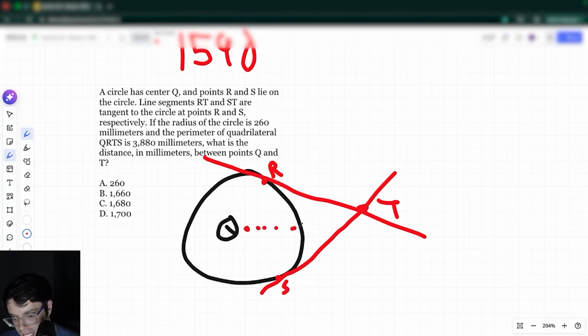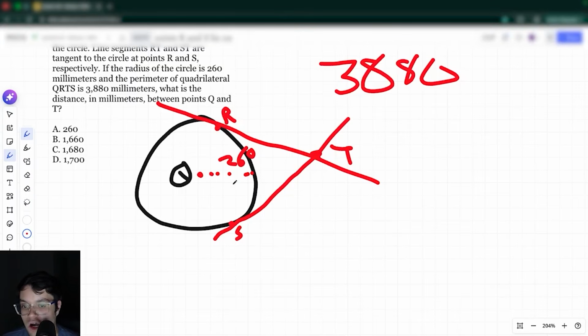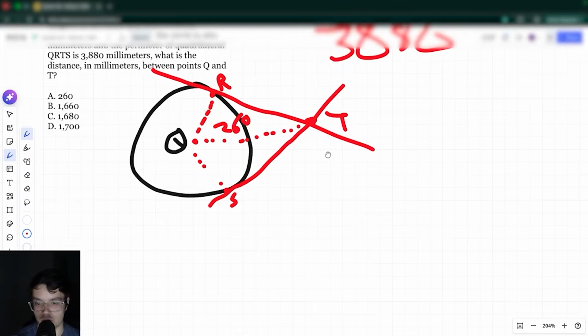So if we just do this, that would be equal to 260. And then it says the perimeter is 3880. So I'll just throw this over here because we don't know how it's going to play yet. But when it says the perimeter, that means the perimeter of this quadrilateral. So basically, if we were to draw a line like this to combine all this, if I do this side plus that side plus that side plus that side, it gives us 3880. And now we're trying to answer this one final question. What is the distance between points Q and T? So basically, if we write all the way down here to T, what would that be equal to?